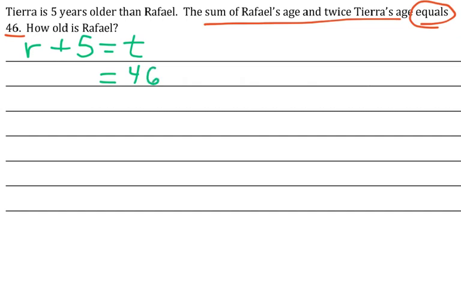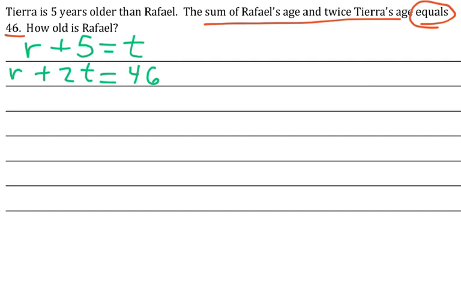So that means that I have to take Raphael's age and add it to twice Tierra's age. So the sum of Raphael's age and twice Tierra's age is equal to 46. Well, how old is he? Now, we have not done equations where you have 2 and had to solve them.